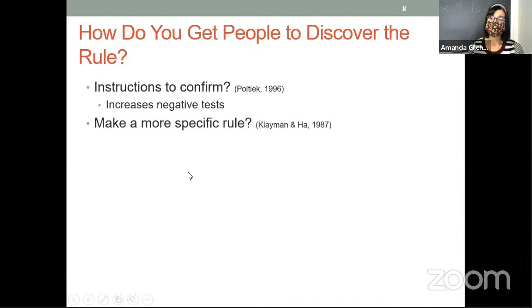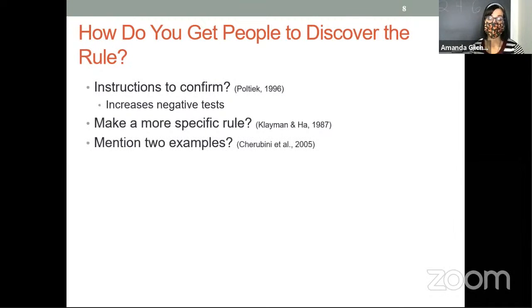Now, numbers that increase is a really vague, very general rule. So what if we made the rule more specific? So numbers that increase by 2 or numbers that increase by 1. Klayman and Ha have actually found that when the rule is more specific, that actually helps people discover the rule more quickly. A general rule is a lot harder to parse.